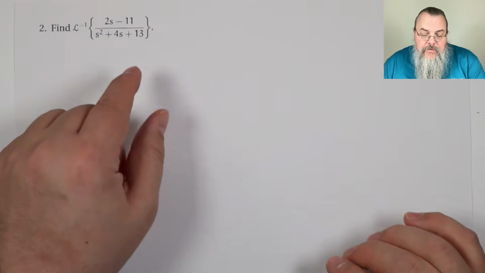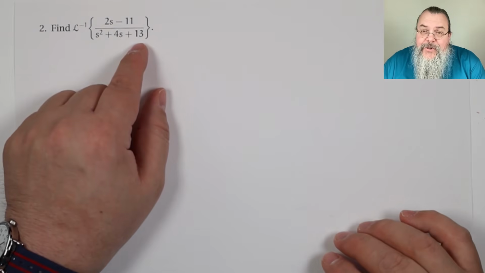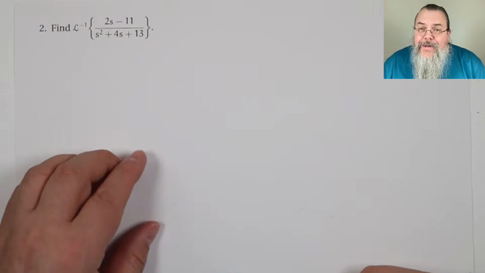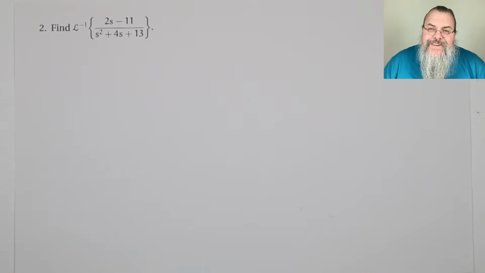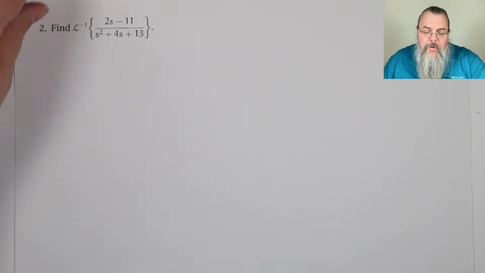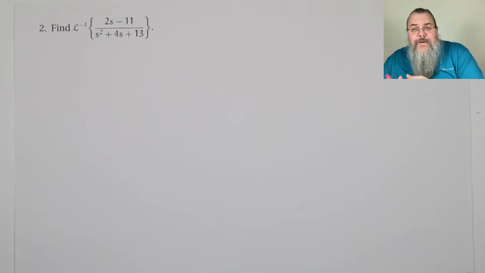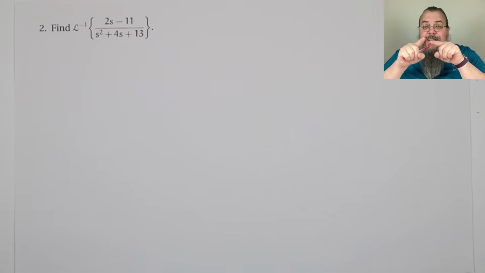In other words, can you think of two numbers that multiply together to give 13, but add to give 4? No, I don't think there are such numbers. So what can we do? Well, if you don't have a nice way to factor, ask yourself the question, can I complete the square?